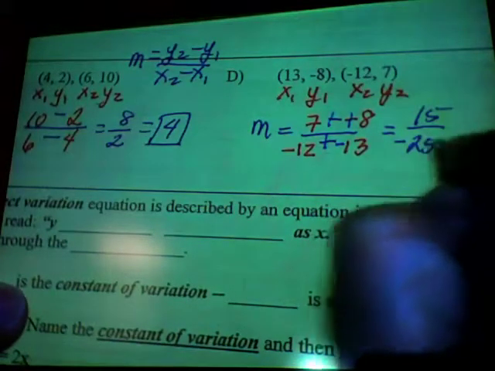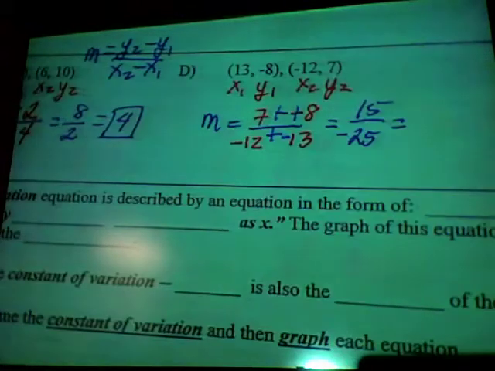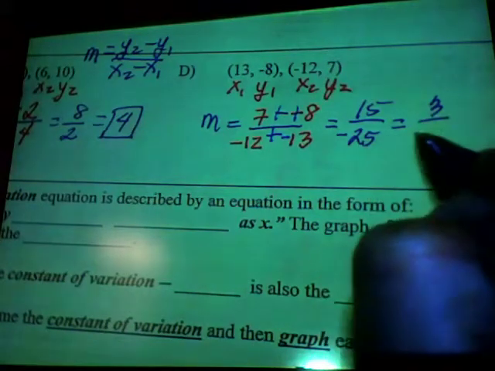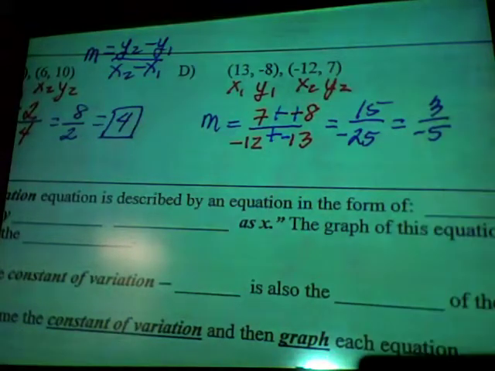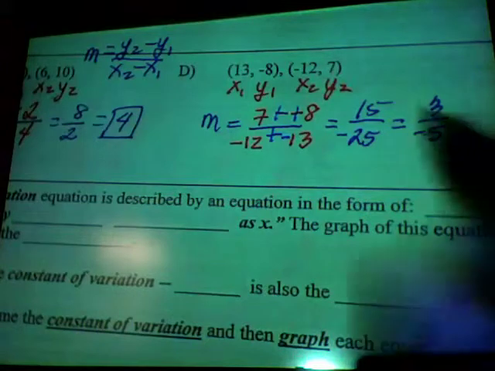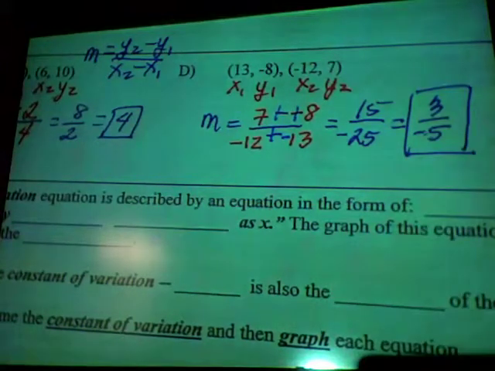Negative 25. Does that reduce? What goes into both of those? So 5 goes into 15 3 times. 5 goes into negative 25, negative 5 times. That negative can be in the bottom number, it can be in the top number, or it can be hanging out to the side. It doesn't matter which, it still makes it negative. So there's your slope. So there's your 2 ways to find slope: either by graphing, stair step, or algebra, use the slope formula.